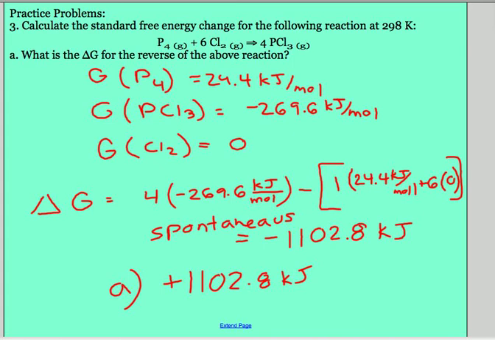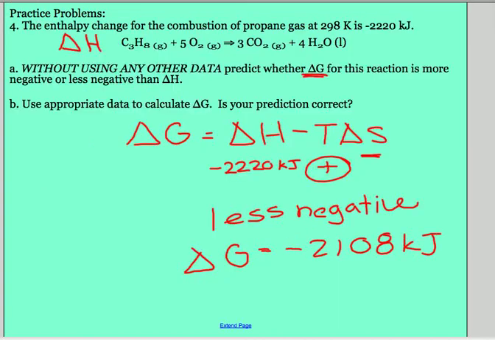Alright, I think we're doing 3 more. 1, 2, yeah, 3 problems. This next one is asking you to predict something. So they're not giving you numbers and asking you to predict this. They do this a lot on the AP test.